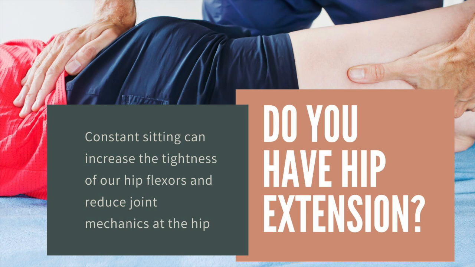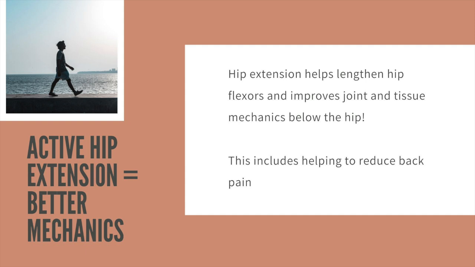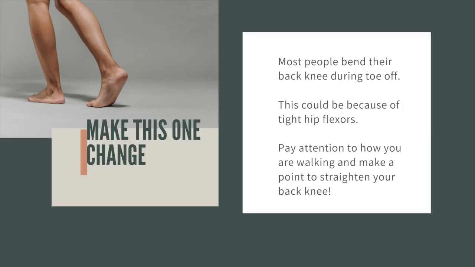If you are someone that sits frequently, constant sitting can increase the tightness of our hip flexors and reduce the good joint mechanics at our hip. Active hip extension is essential for good mechanics and good movement through our tissues, including at our lower back. Hip extension helps lengthen the hip flexors and improves joint and tissue mechanics below the hip. This means at your knee, ankle, and toes as well. Better joint mechanics can mean lower frequency of back pain.